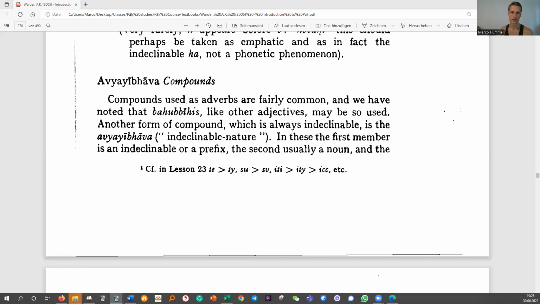Whereas in a tatpurisa or kamadaria, the second member may be said to predominate and the first to be subordinated to it. In an avyahibhava samasa, it is the first member which predominates. The second, final member regularly has the inflection of the neuter, nominative or accusative singular as an indeclinable form.